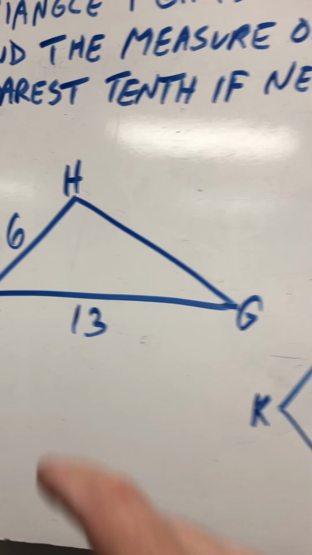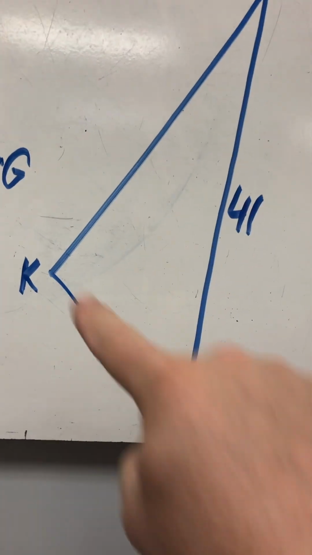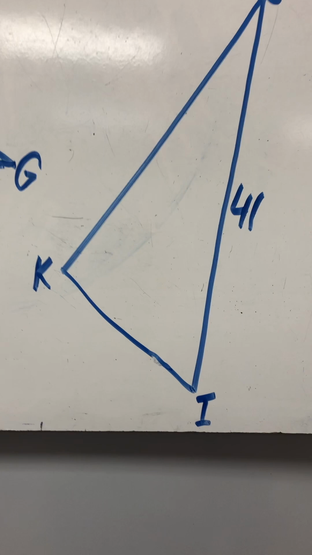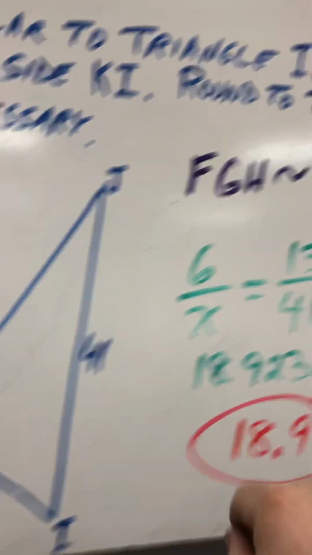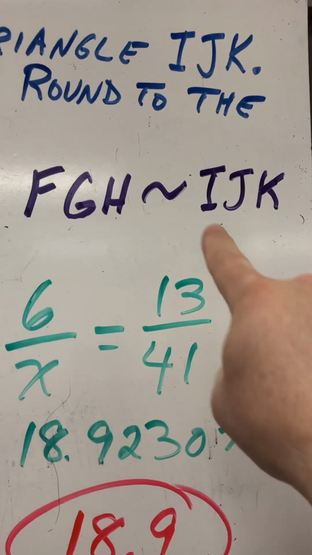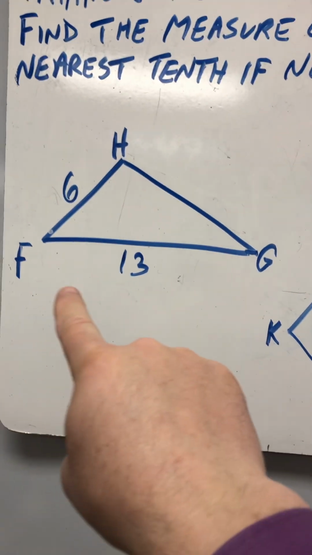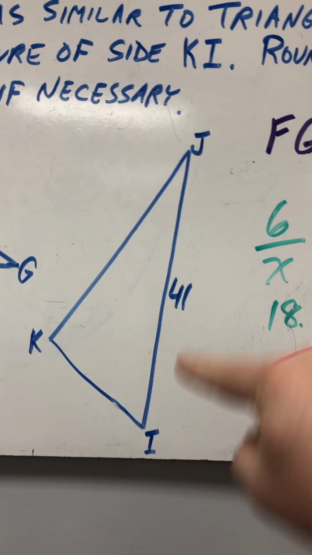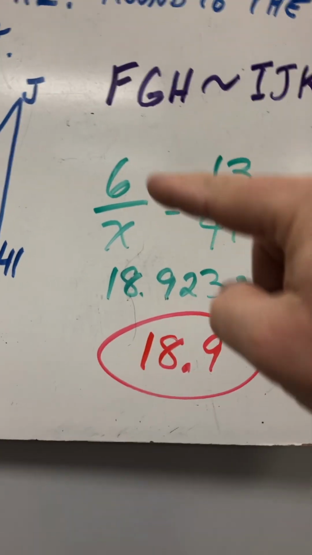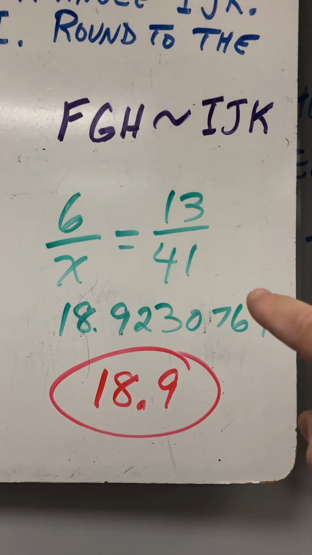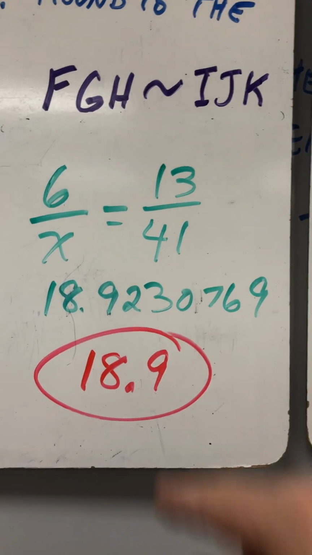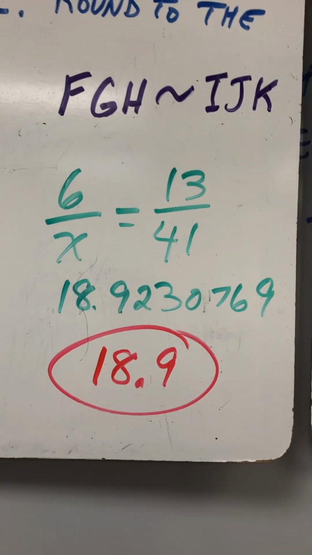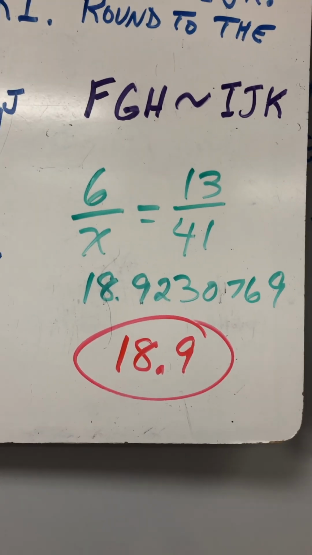So I'm going to put 6 over X. I'm going to call that blank space X. And then FG is going to correspond with IJ, right? So this 13 corresponds with 41. So 6 over X equals 13 over 41. Cross multiply. 6 times 41 divided by 13, and you get 18.92. And to the nearest tenth is 18.9. Okay?